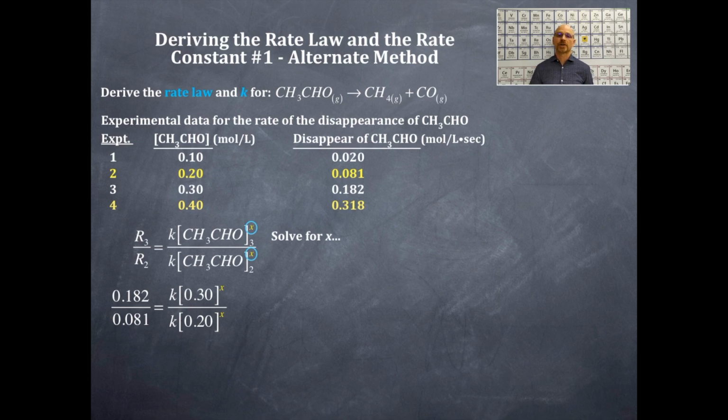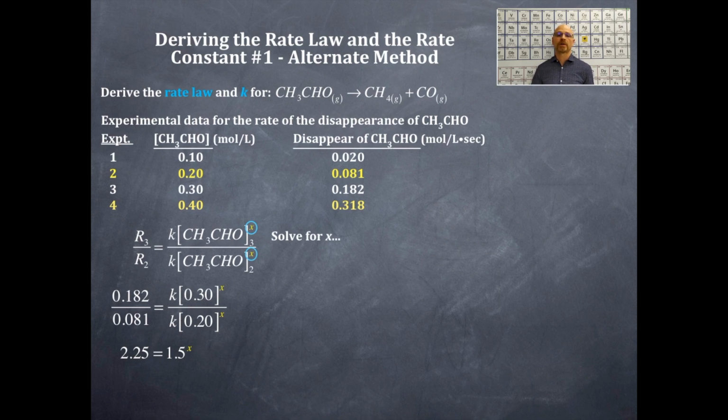And for reaction 2, in the denominator section of this fraction, I have the rate as 0.081 is equal to a constant, the rate constant, times 0.20. Again, I'm solving for x. So when I solve for these numbers, do a little division here, I have 2.25, that is the quotient of 0.182 divided by 0.081, is equal to 0.3 divided by 0.2, that's equal to 1.5.